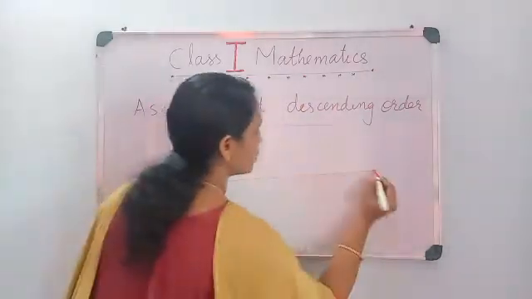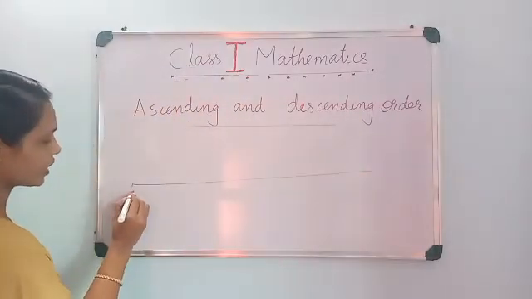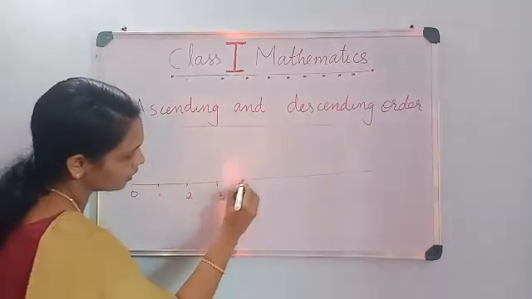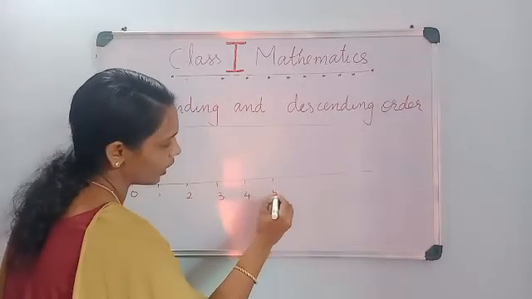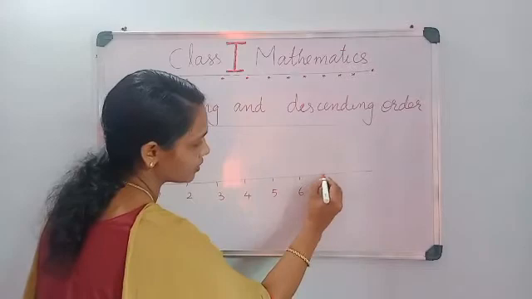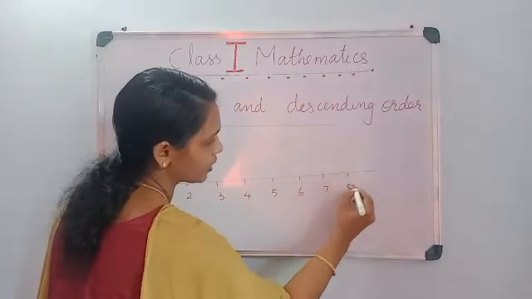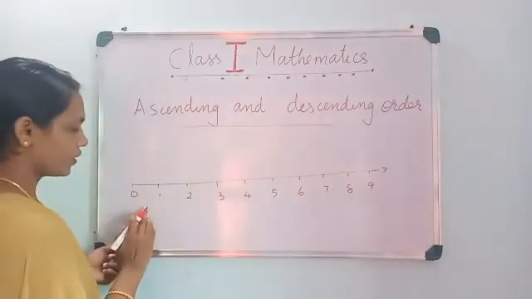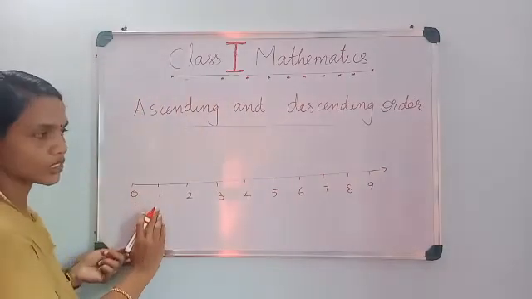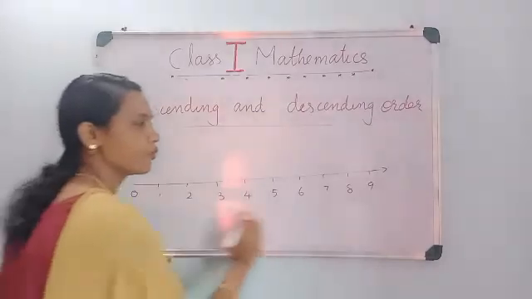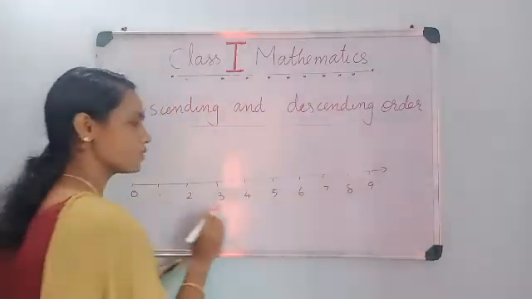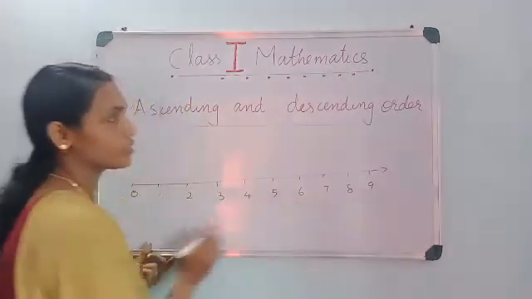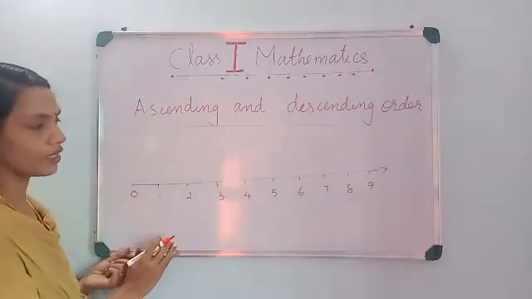We can draw a number line. It starts from 0, 1, 2, 3, 4, 5, 6, 7, 8 and 9. Here we start from the smallest number 1 to 9. This is forward counting. This is the increasing order. This is called ascending order.